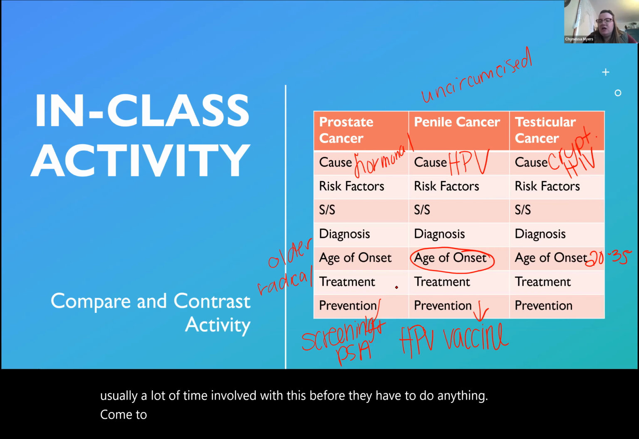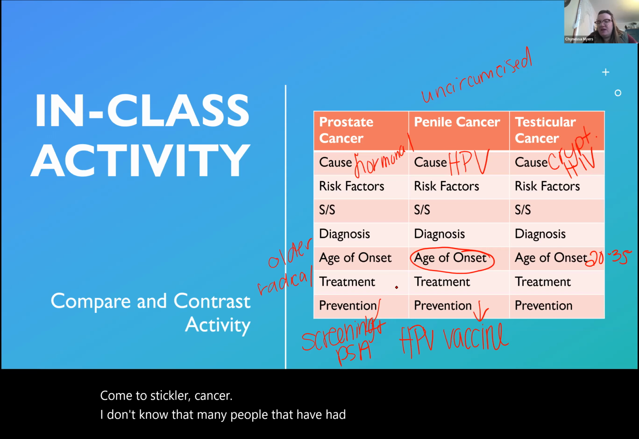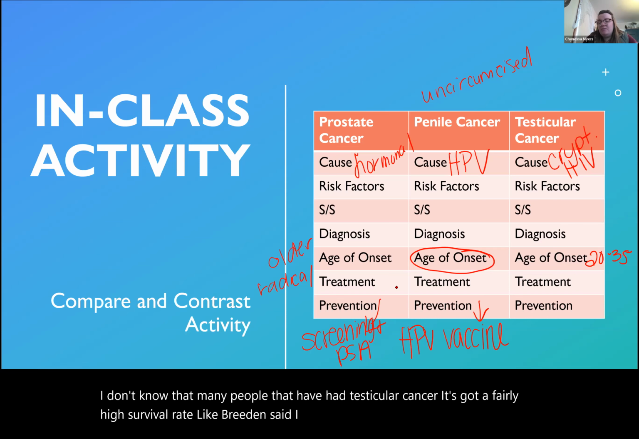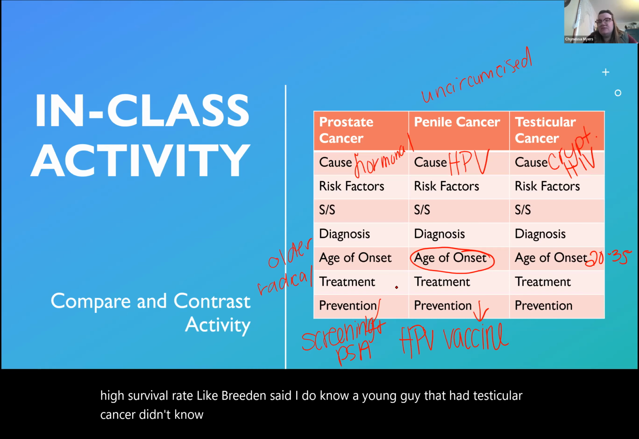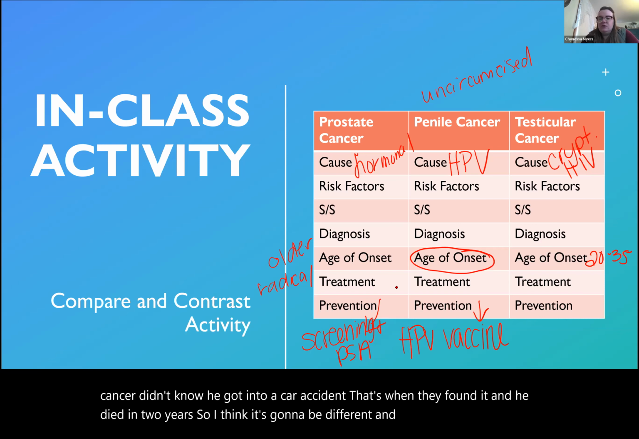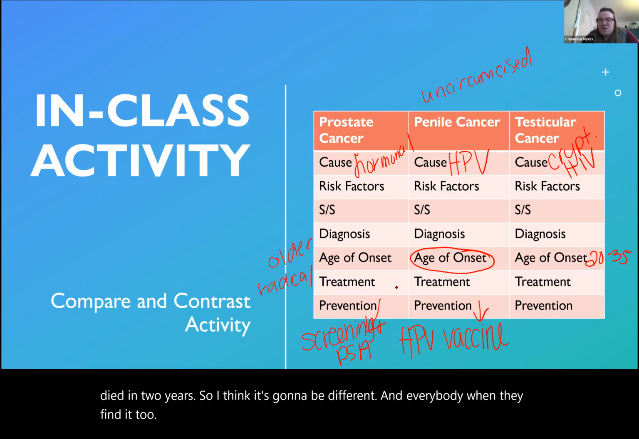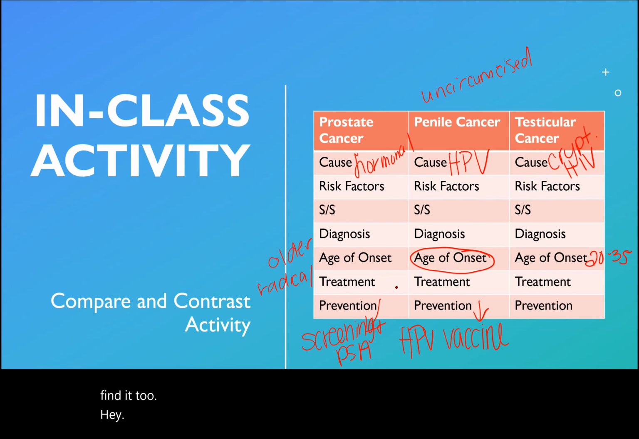Testicular cancer. I don't know that many people that have had testicular cancer. It's got a fairly high survival rate, like Breeden said. I do know a young guy that had testicular cancer. He didn't know, he got into a car accident, and that's when they found it, and he died in two years. So I think it's just going to be different in everybody when they find it. Okay, so it does metastasize, Janessa? Testicular cancer? Yes, it can.